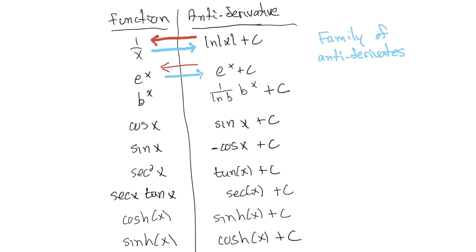So let's continue looking at this table. The next one, b to the x, has an antiderivative of 1 over ln b times b to the x. And again, feel free to take the derivative of the right hand side to go back to the left hand side to see where that antiderivative comes from. The antiderivative of cosine would be sine, the antiderivative of sine would be negative cosine, the antiderivative of secant squared would be tangent. The antiderivative of secant tangent is just secant. And we have the two hyperbolic cosine functions that we're going to typically see here.